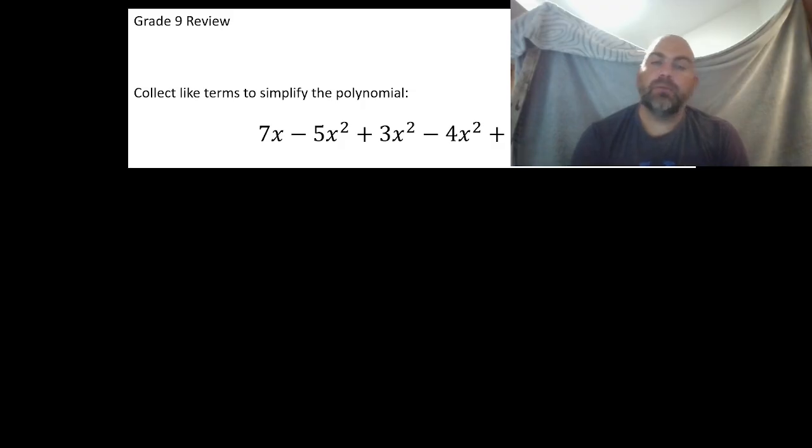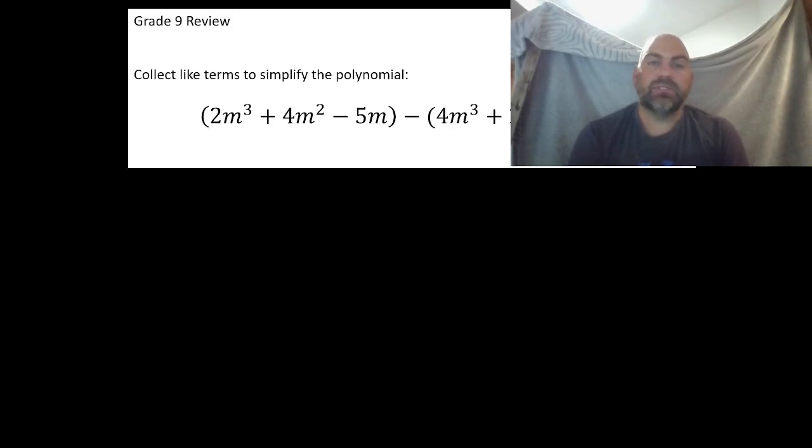All right, let's try it out here. We're going to collect our x's together. We got 7x and negative x. That means we have positive 6x. Our x squareds, we have negative 5, 3, and negative 4, which is going to give us a total of negative 6. And then we also have just that positive 5 that is by itself. And so we have negative 6x squared plus 6x plus 5. And that's going to give us our simplified polynomial.